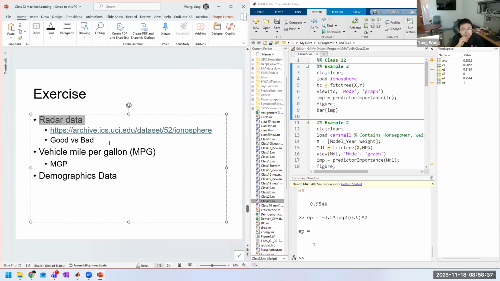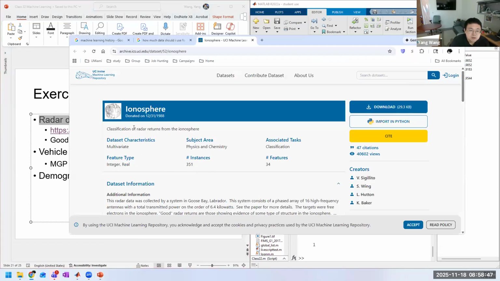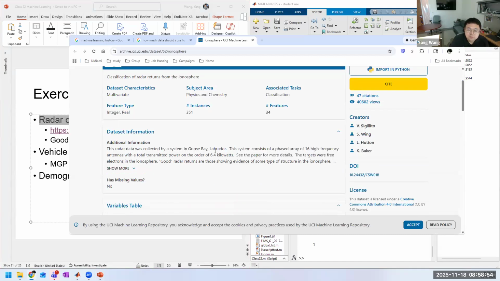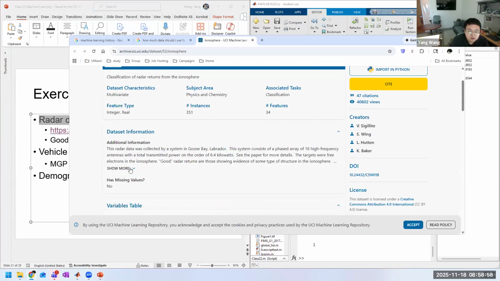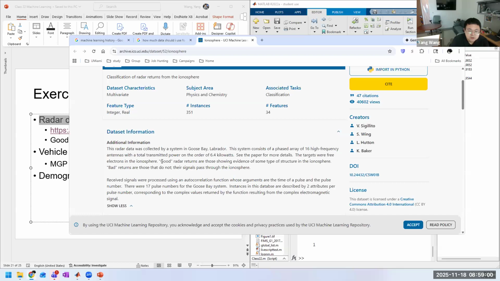So we are using the radar to analyze whether the data that the radar obtained is correct or not. There's also a link for this data here. You can see ionosphere, this is coming from the UC Irvine Machine Learning Repository. It consists of certain data, and then it's labeled as good or bad. So good or bad, this is classification.